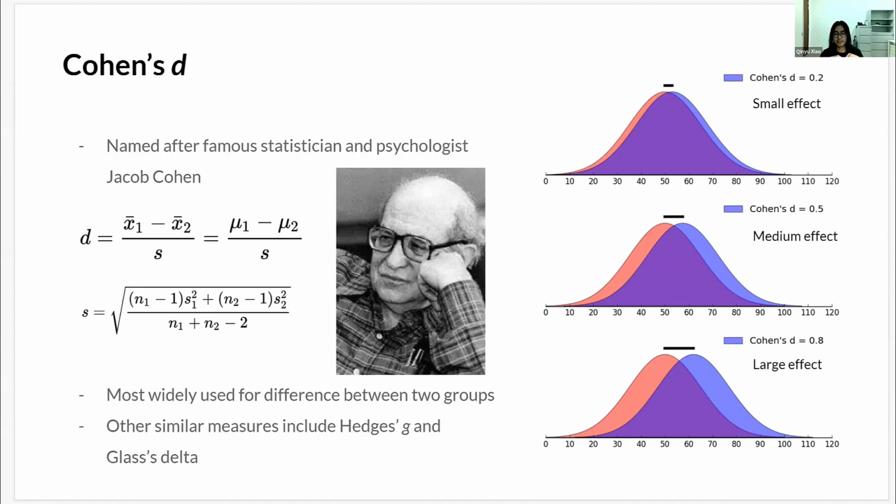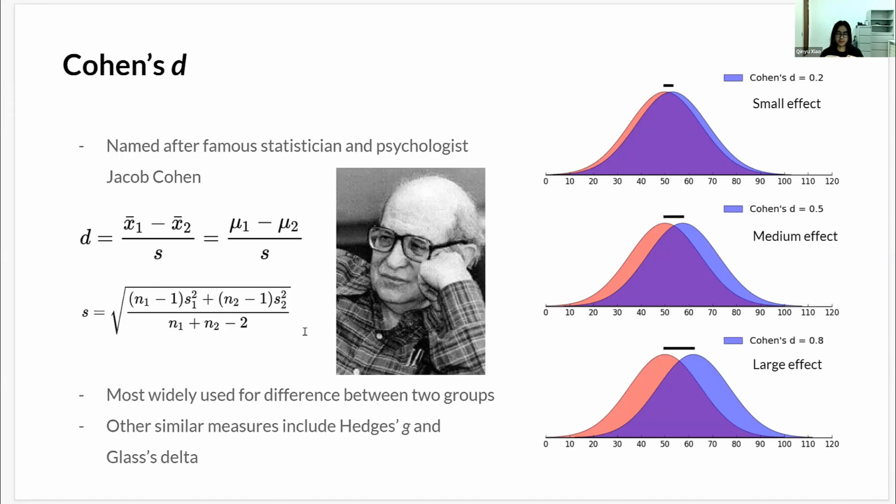d, which is named after this man here, the famous statistician and psychologist Jacob Cohen, who is also the founding father of estimation statistics that we are all talking about here, that we are sitting here to study. Basically, Cohen's d is the mean difference between two groups divided by the pooled standard deviation. You don't need to remember this formula because we will never calculate it by hand in this course. But this is the most widely used standardized effect size for group differences. And there are other similar measures such as Hedges' g and Glass's delta. We need to choose what to use depending on the context.